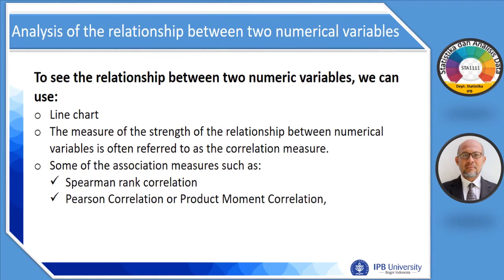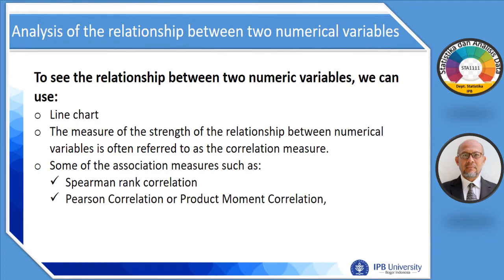So now we are talking about the third case, a relationship between two numerical variables. Analysis of a relationship between two numerical variables. There are some methods to describe the relationship between two numerical variables. The first one, you can use the line chart or scatter plot, for example.